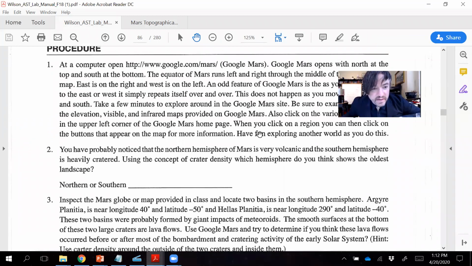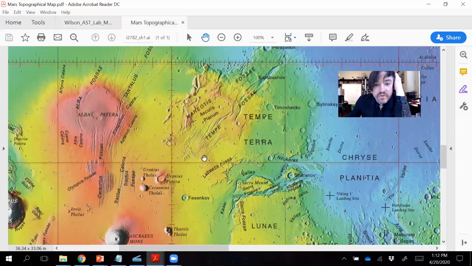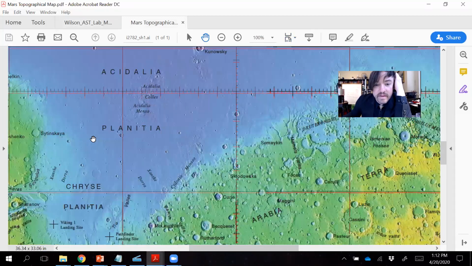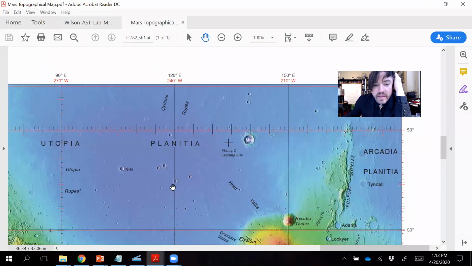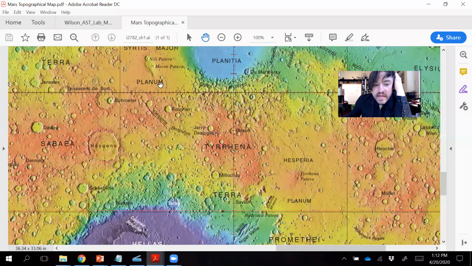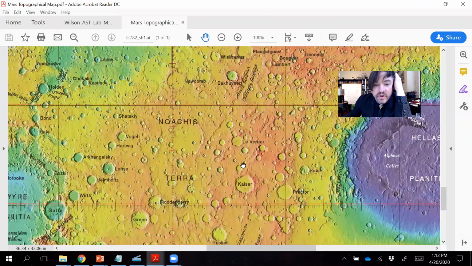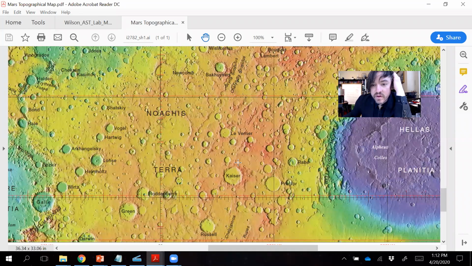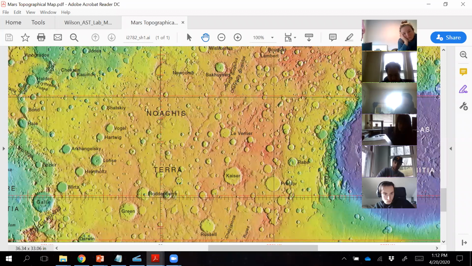And I want us to have a discussion here. You've probably noticed that the northern hemisphere of Mars is very volcanic, and the southern hemisphere is heavily cratered. Using the concept of crater density from today's class, which hemisphere do you think shows the older landscape, northern or southern? So here's the northern landscape here. It's some of these dark blues that you see, right? So this is the northern landscape. You see a few craters. When we go down to the southern hemisphere, you'll notice heavily cratered terrain, similar to the lunar highlands. So which would have the older landscape, the northern hemisphere or the southern hemisphere?